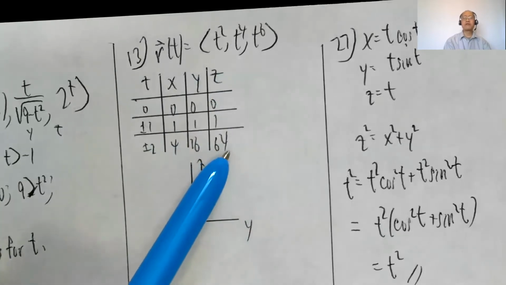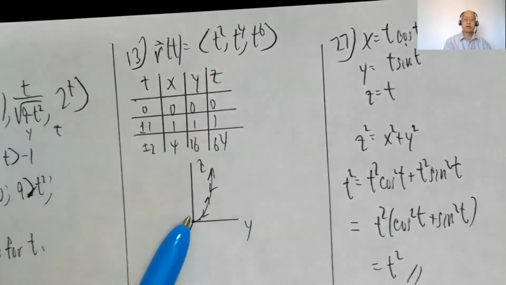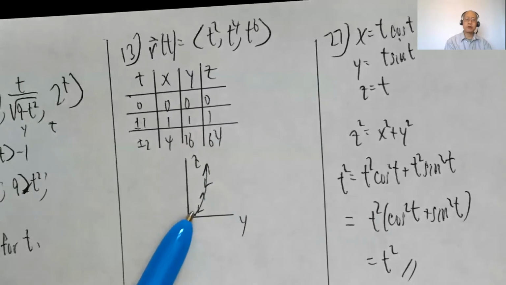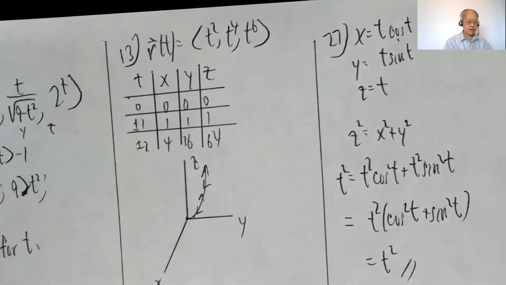So z grows the fastest. Y is the next fastest, and then x doesn't grow very much at all. So very crudely, here's a first octant view: 0, 0, 0, 1, 1, 1, 4, 16, 64. So something that looks like this.